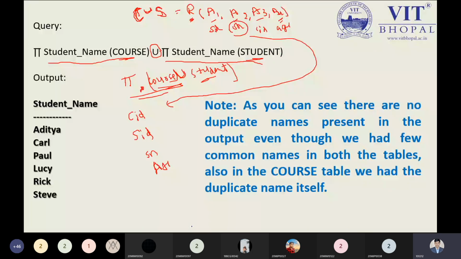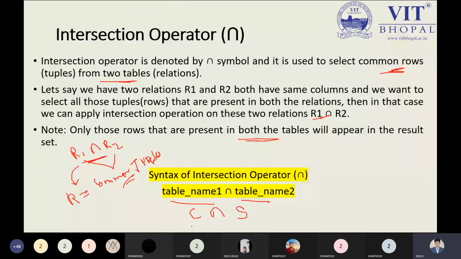Next we have the intersection operator. The intersection operator tells us what the common things are, so we will choose the common thing only and nothing else. Can anyone tell me any idea you have about the intersection? Please tell me right now.